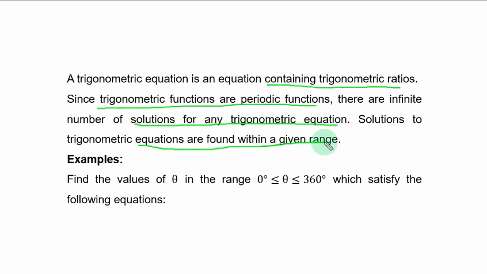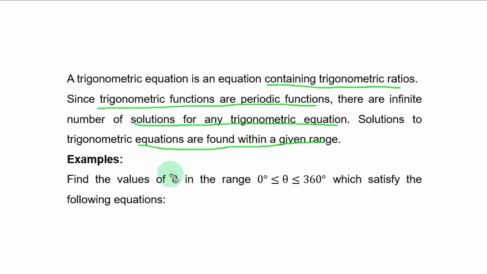For example, sine. Sine has the wave form nature. So the shape of the sine is always going up, coming down. So there is no finite solution. The solutions are always infinite. But when you work within a given range, then you can obtain the set of solutions in that range.